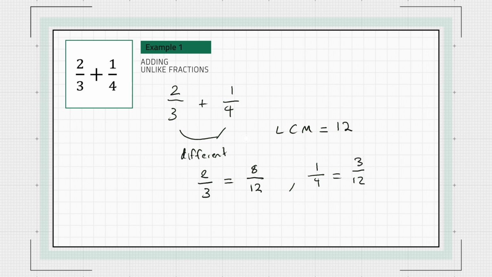Now that we have two fractions with the same denominator, we can add them like fractions. 8 over 12 plus 3 over 12 just equals 11 over 12. Right, let's move on to the next one, and you can have some practice.